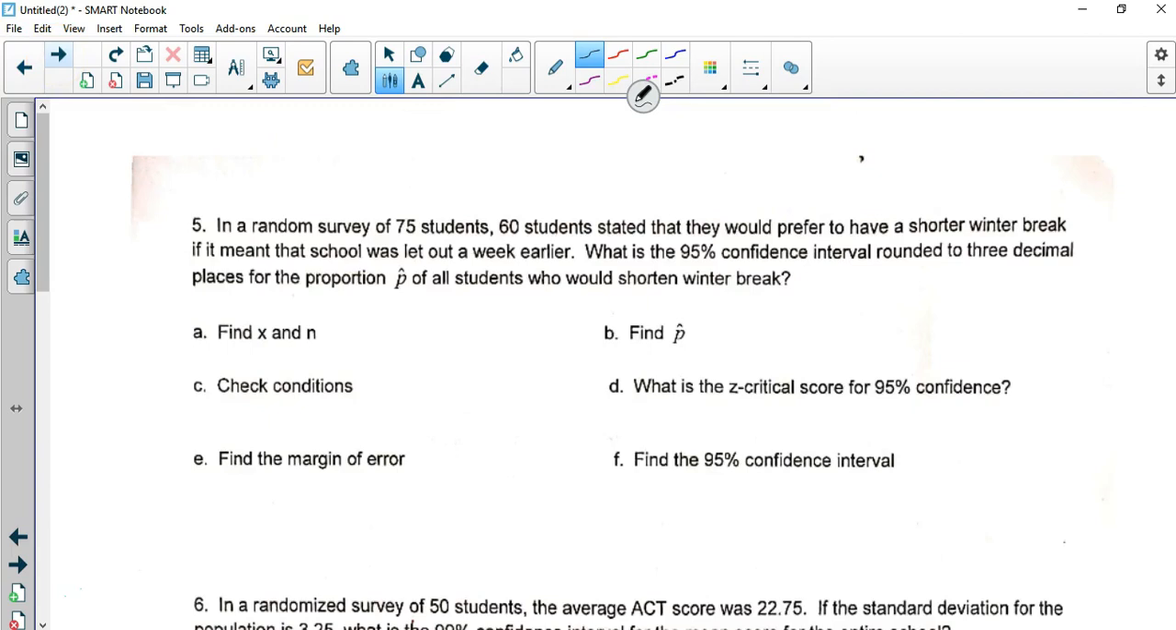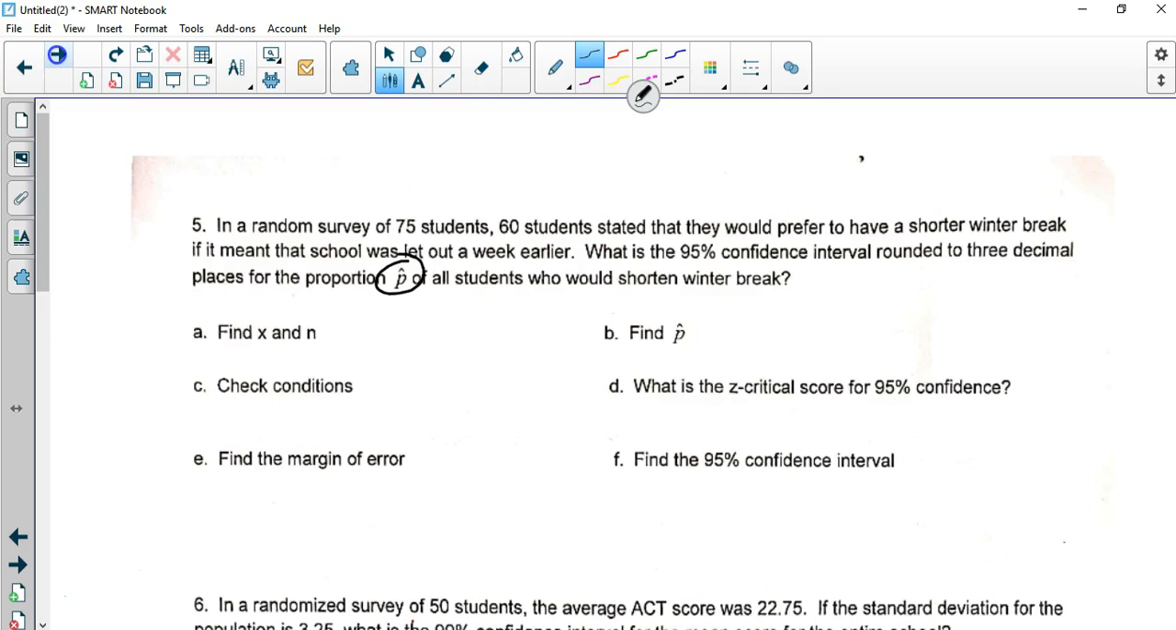All right. The first thing you should notice when you see number 5 is this, the p-hat. Once you see the p-hat, remember, we don't care about n greater than 30 because that's for a mean problem. We're not using the formula standard deviation divided by the square root of the number. That's for a mean. We're using the p formulas and the p conditions. So please make sure you use the appropriate formulas.